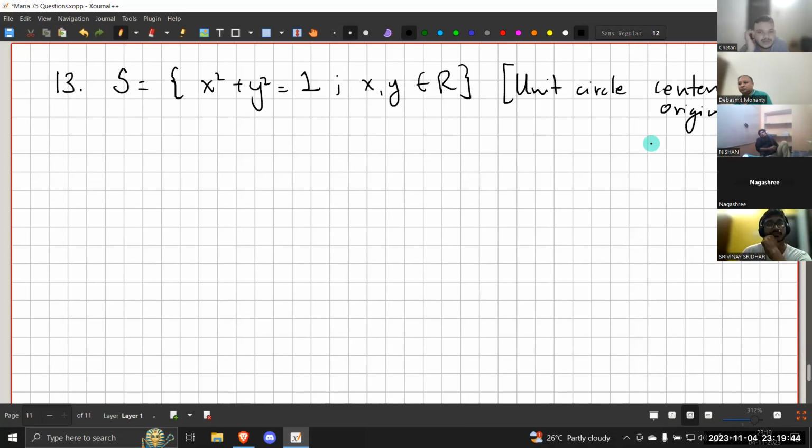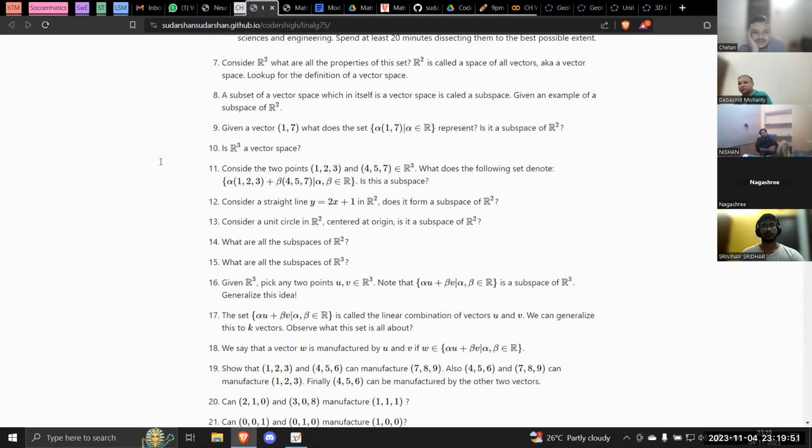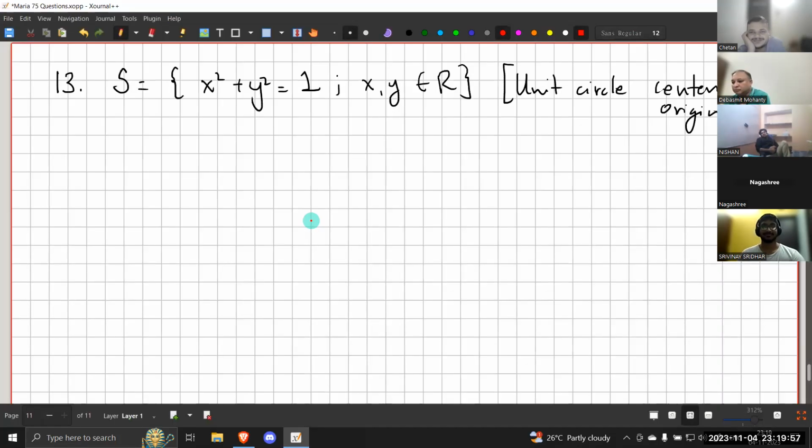Okay, let's move to the next question. We are done with question number 13. Let's move to question number 14. What are all the subspaces of R2? Now this is very interesting. We have already answered this, but I want someone to quickly tell me what are all the subspaces of R2.